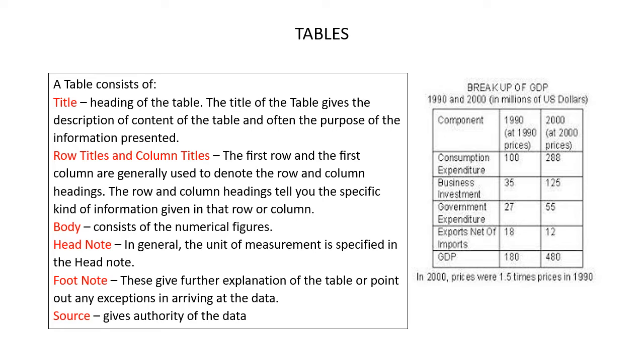The table also consists of a footnote. This is the footnote. This footnote tells us that in 2000, prices were 1.5 times the price in 1990. Now, using all this information given in the table, you have to answer the given questions.